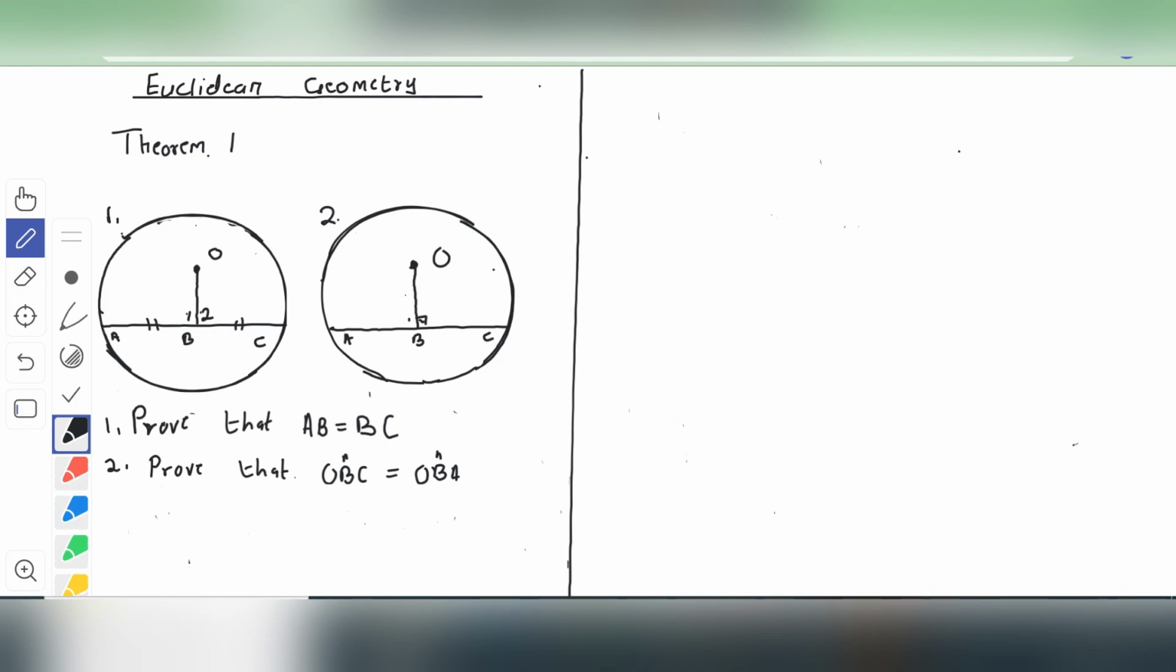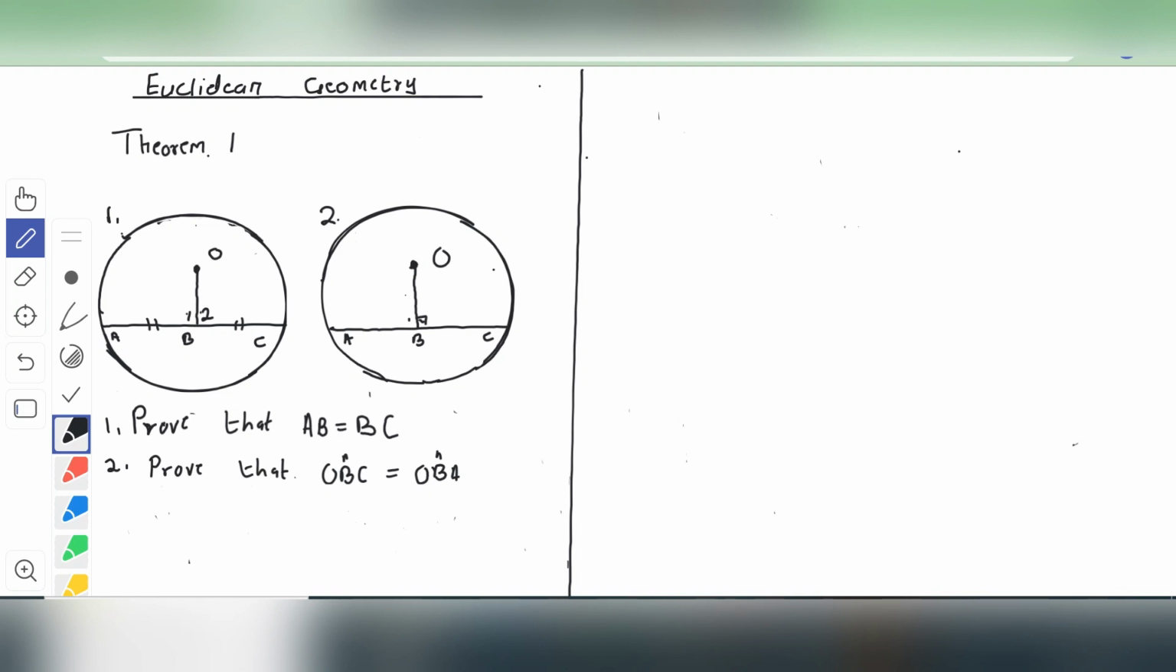From theorem 1, you only have two options, and the examiner is going to choose one. So you need to know that whenever they say prove that AB is equal to BC, right? You'll be given the second diagram. And if they want you to prove that angle OBC is equal to angle OBA, you'll be given the first diagram. I hope you understand now.